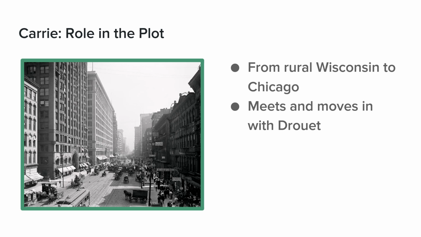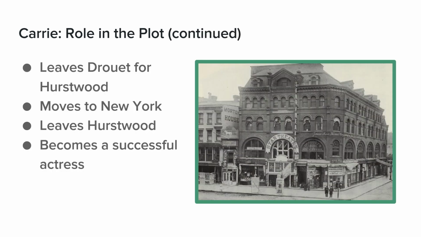First, let's discuss Carrie and her role in the plot. The story begins with Carrie traveling to Chicago from a rural town in Wisconsin. She then meets Drouet and moves in with him, pretending to be his wife. Soon after, Carrie leaves Drouet for Hurstwood and moves to New York. She eventually leaves Hurstwood due to financial troubles. The story ends for Carrie with her success as an actress.